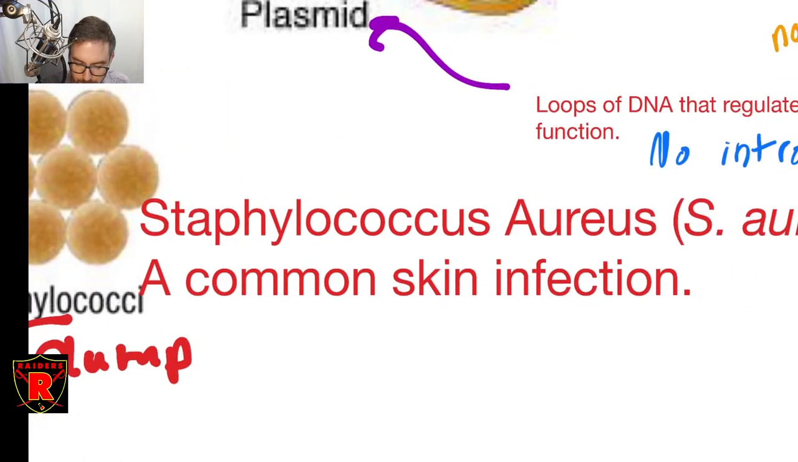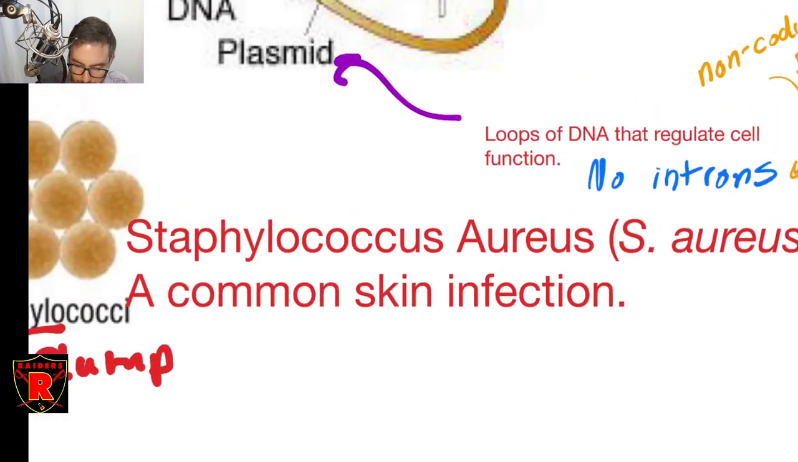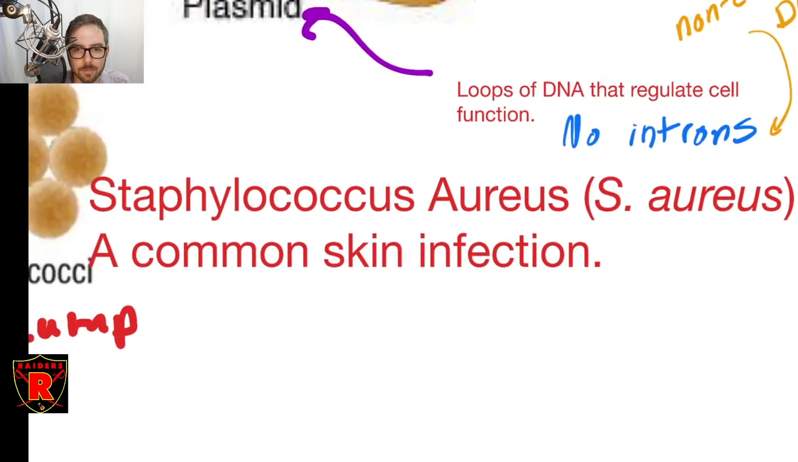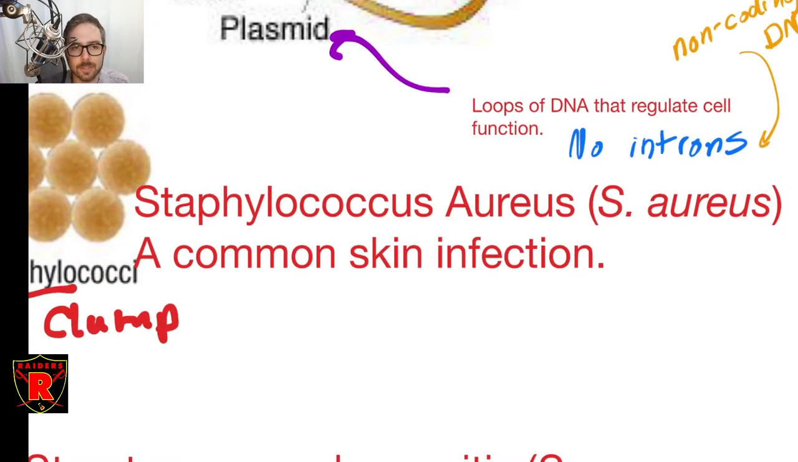But for example, let me give you an example of a staphylococci bacteria. Staph aureus, Staphylococcus aureus, or S. aureus for short, is often just a common skin infection. This one is usually problematic at the gym. So, oh man, I got a staph infection at the gym. Or, oh, I got a staph infection at the wrestling tournament.